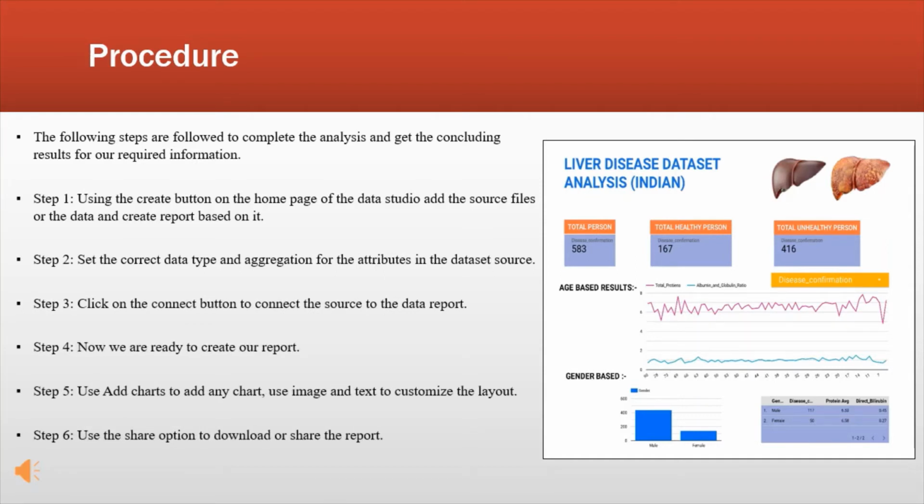The following steps are followed to complete the analysis. This is the procedure of our project. The first step is clicking on the create button in the Data Studio environment, where we will add a source file from the CSV file that we have downloaded from Kaggle. Then we'll correct all the data types and aggregations of the attributes in the dataset. For example, if there is a value of total protein, then we'll make it a number data type with some value aggregation. Click on the connect button to connect that particular data source to a data report, and a new report will be created. After this, we are ready to go and perform adding charts, images, and text, and download the report.